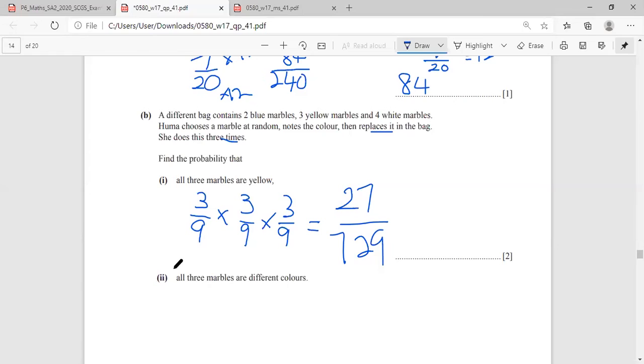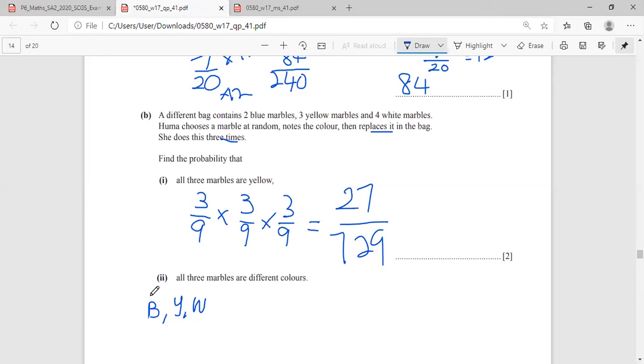Okay, what if all three marbles are different colors? So we have to write down all the possibilities of 3 different colors. It can be the first one you get blue, the second one you get yellow, and then the third one you get white. That means you have all 3 different colors. In probability, we have to think of the sequence. The sequence is important. We have to consider it.